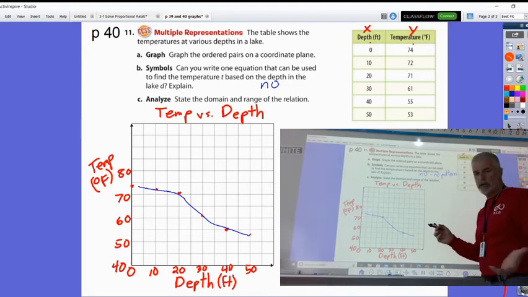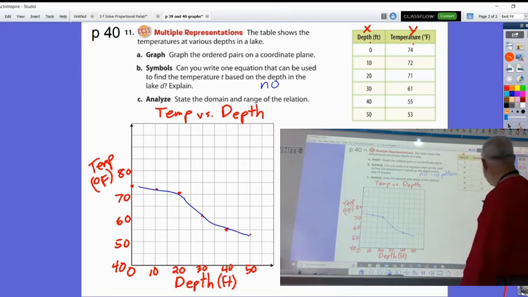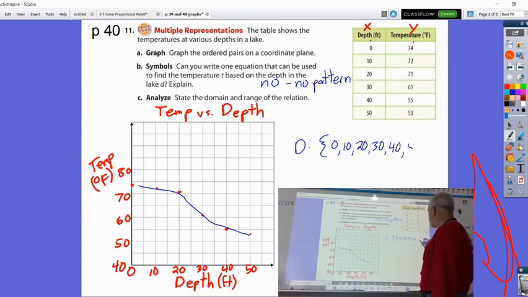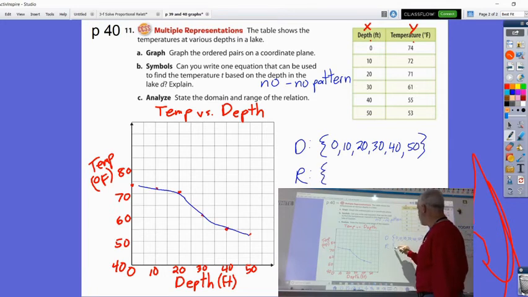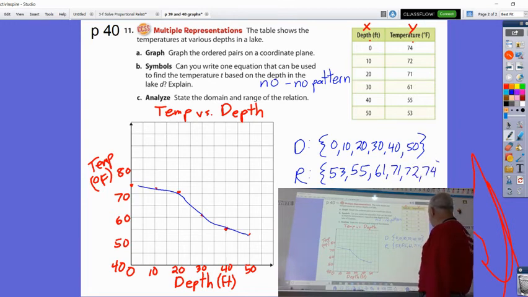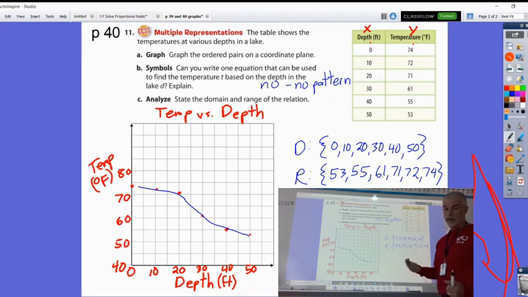And then the last part of this question is, what's the domain and the range? So that's easy enough to do. We know that the domain is the set of input values. So that's going to be 0, 10, 20, 30, 40, and 50. And the range is the output values, 53, 55, 61, 71, 72, 74. Again, if any of these were repeated, we would only list them once in the domain or the range, and you order them from least to greatest.